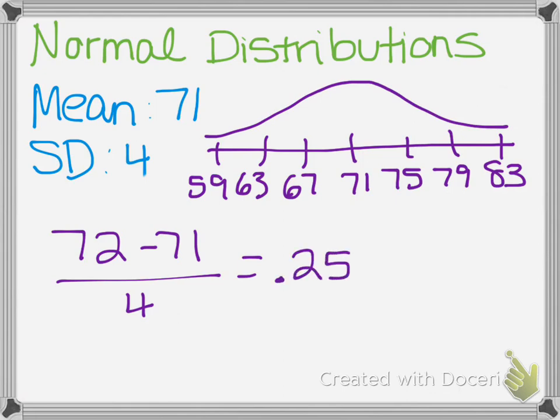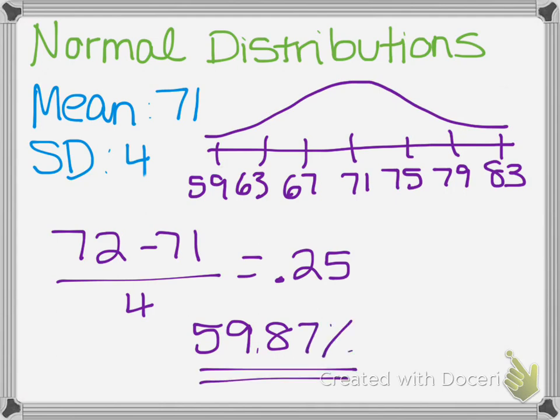On the positive side, 0.2, and then you go over to 0.05. And you get 59.87%. So the percentile for a score of 72 is 59.87%.